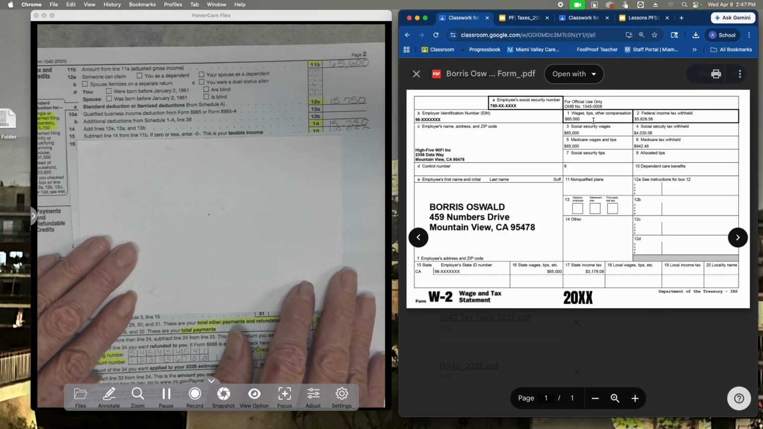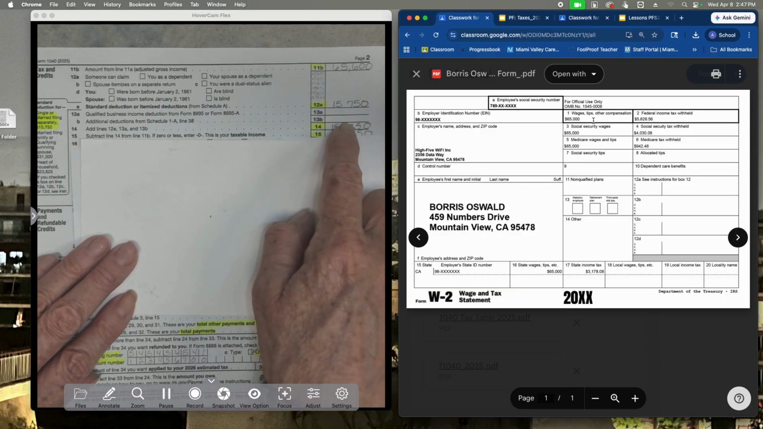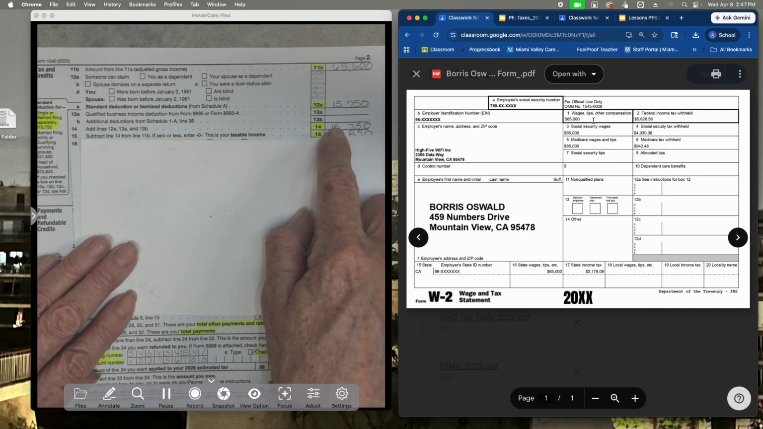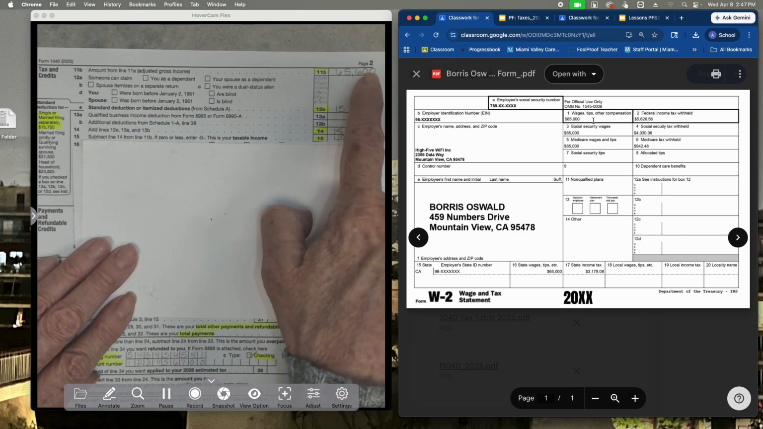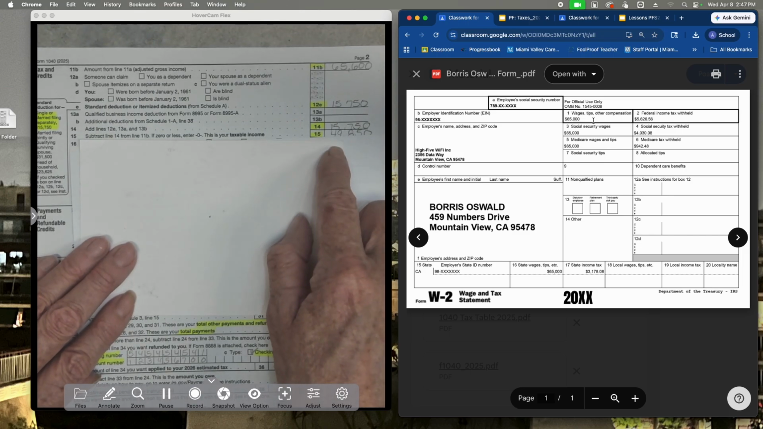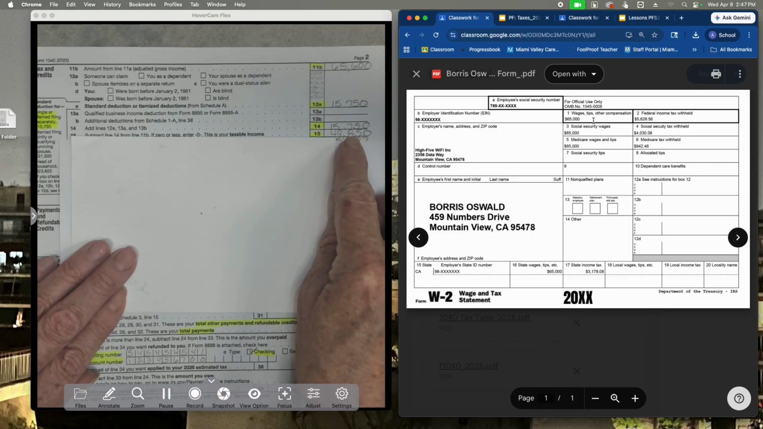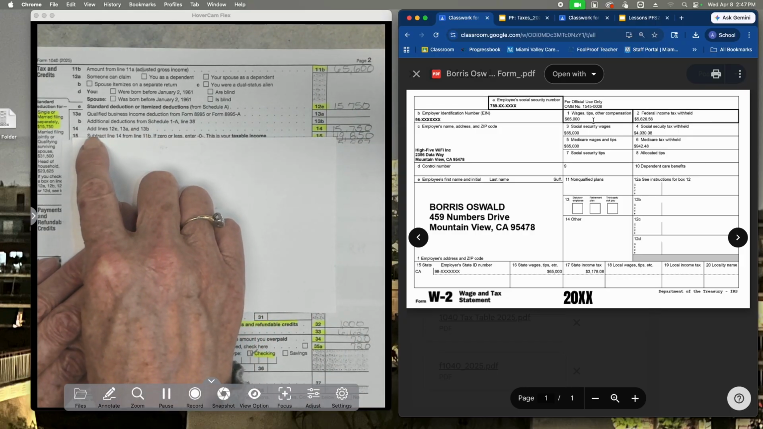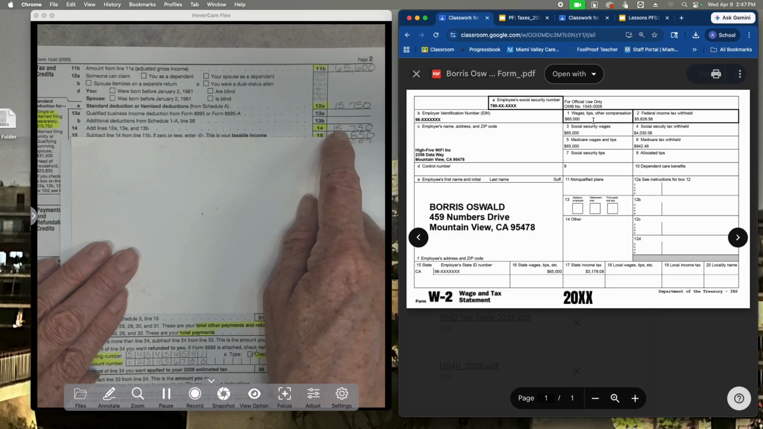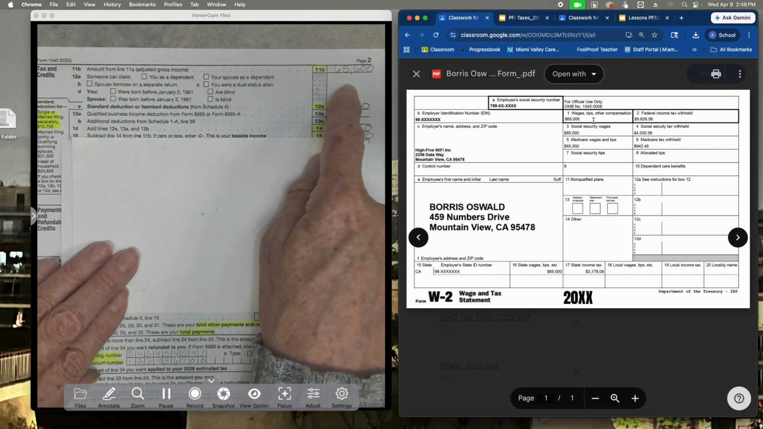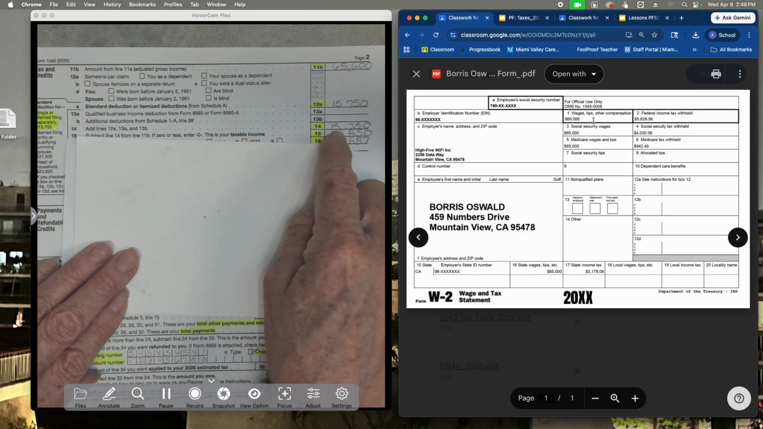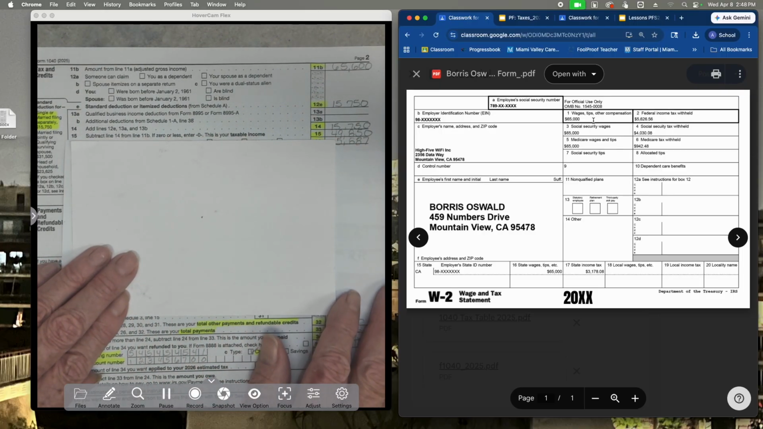$15,750. His taxable income is going to be this amount minus this amount, and that is going to give us $49,850. And how do I know that? It says subtract line 14, which is this, from line 11B. So we're taking this number and subtracting this from it, and that gives us that.